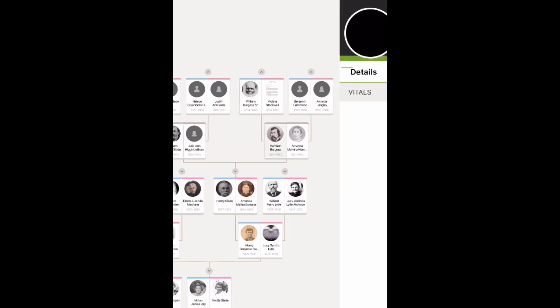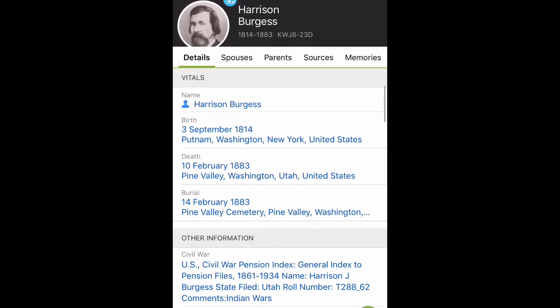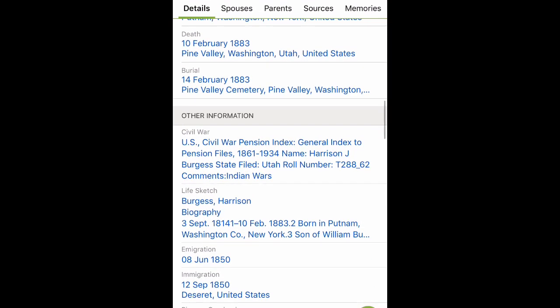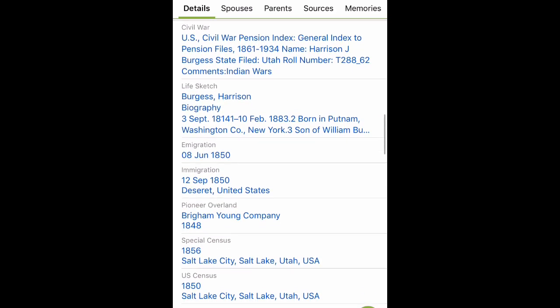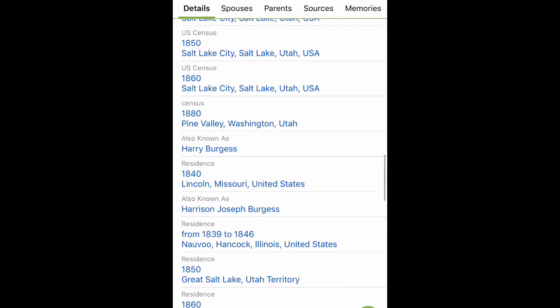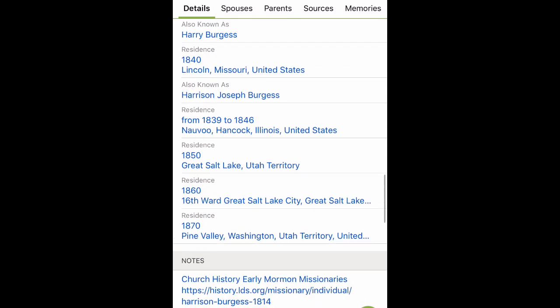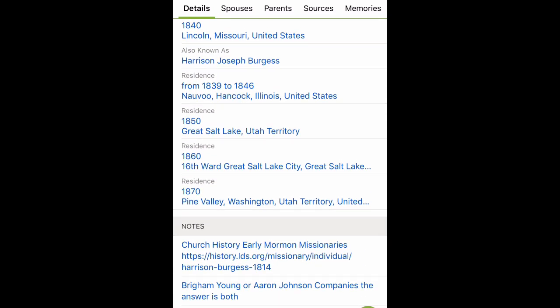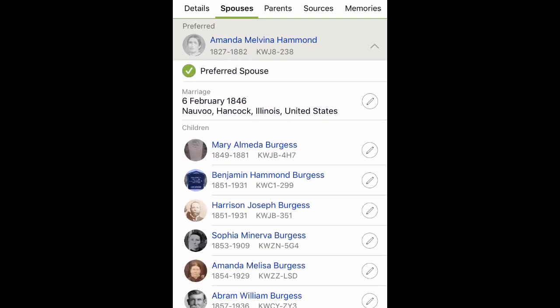that person. And once you click in there, you'll see that there's an option to read details about this person's life: when they died, when they were born, where they lived, just information that's really cool about their lives. Also, at the top you see it says details, spouses, parents, sources, and memories.